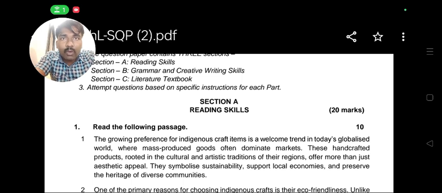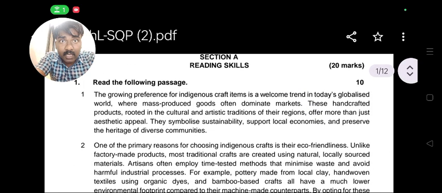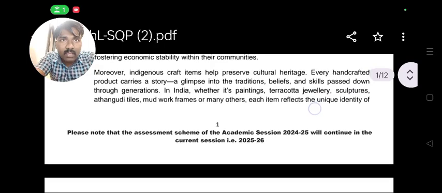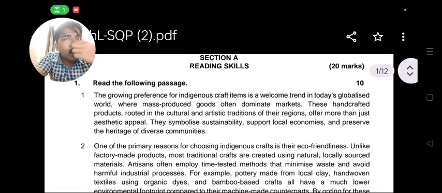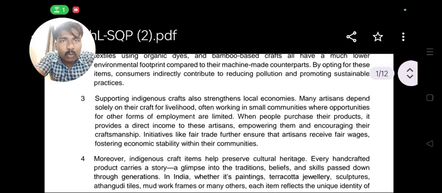In Section A we have reading skill, two unseen passages for 10 marks. One is a discursive passage, one is a case-based passage. I think in this sample paper they have reduced the length of the passage, so I hope they will give a slightly shorter passage in the examination also, not a lengthy one.